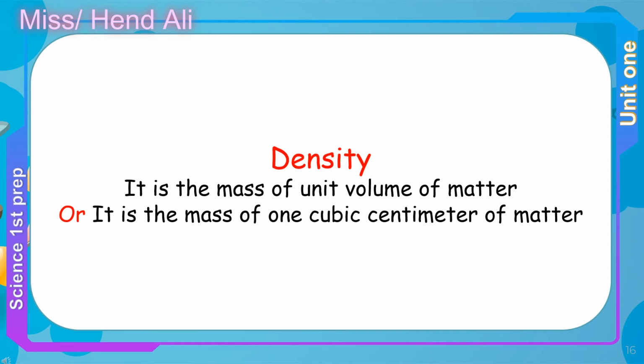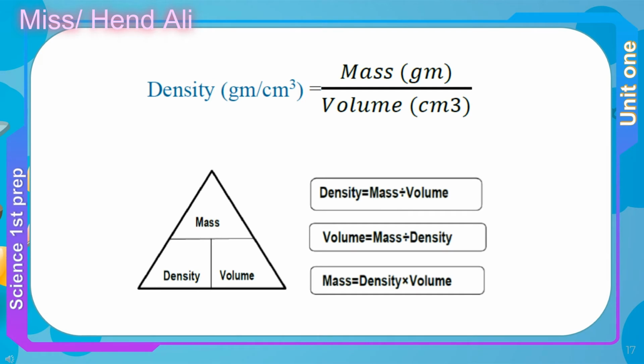So, if we said that the volume is 1 cubic centimeter, this means that the density equals mass. So, when we say the definition of density, we say that density is the mass of 1 cubic centimeter of a matter. When we need to calculate density, we need to know mass and volume, because density equals mass over volume. The unit of density is gram per cubic centimeter, the unit of mass is gram, the unit of volume is cubic centimeter.